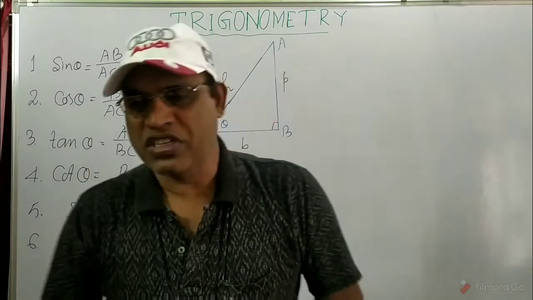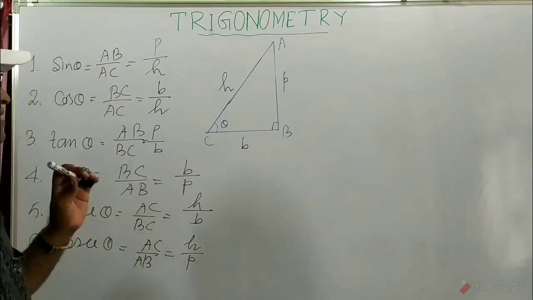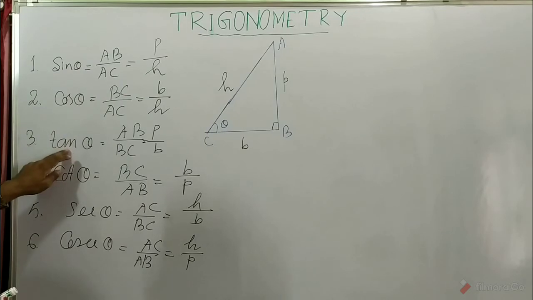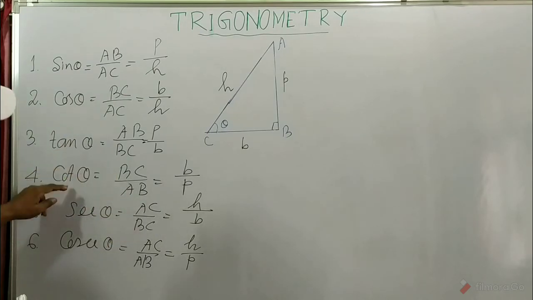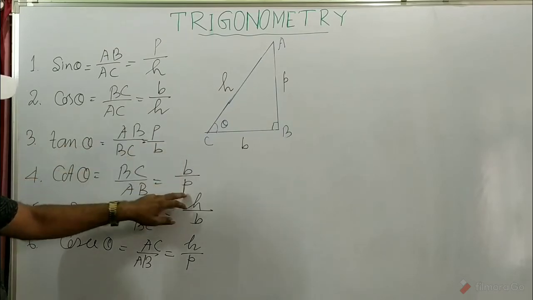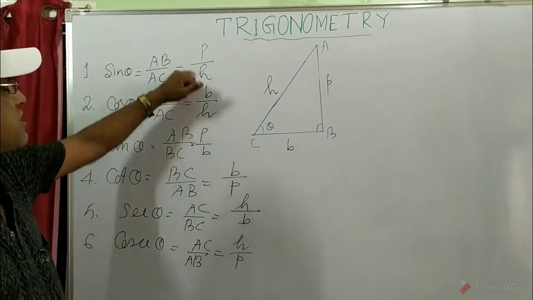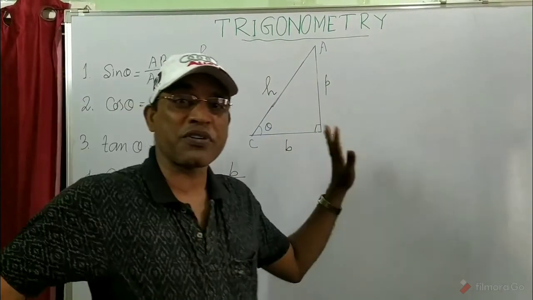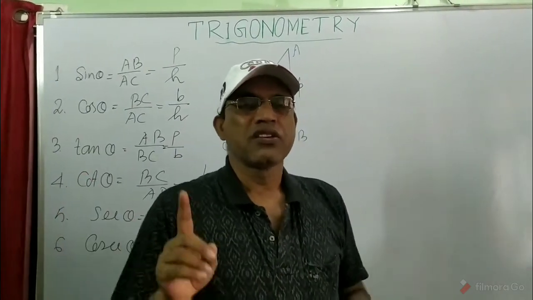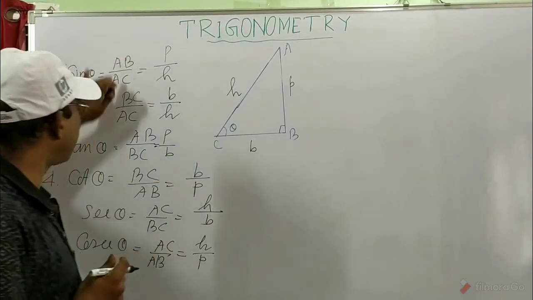When we start the chapter or exercise, first we have to know this. If we learn these 3 by heart, sine, cos, tan, and just interchange them, we get cot, sec, cosec. Cot is B by P, sec is H by B, and cosec is H by P. Suppose we forgot this rule. We don't know what sine, cos, tan are. So we have a technique. What is the technique to learn these rules by heart?